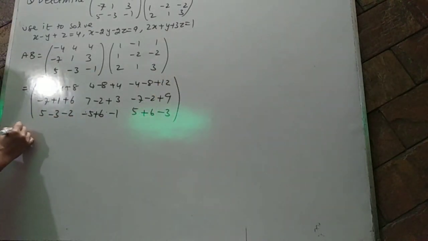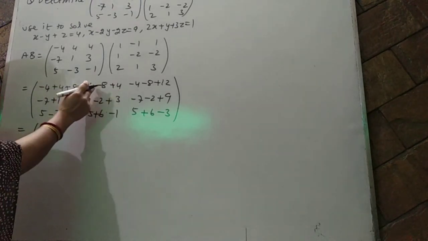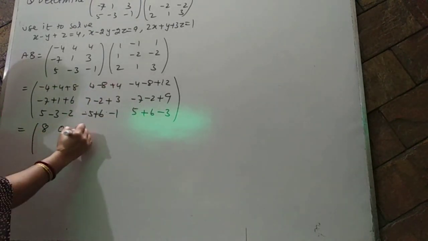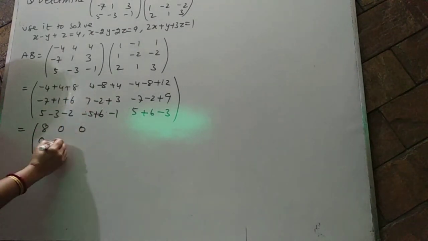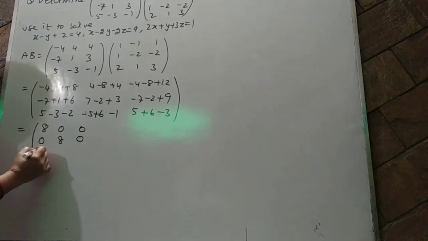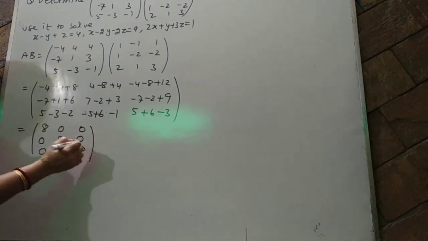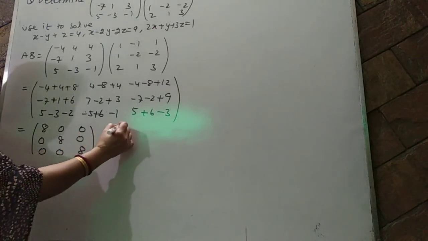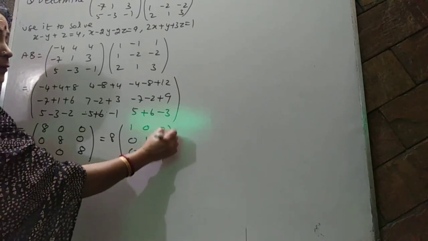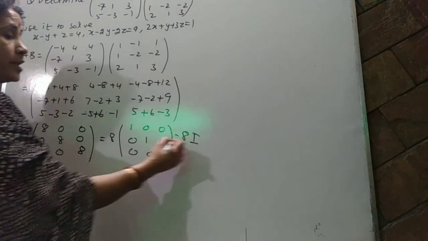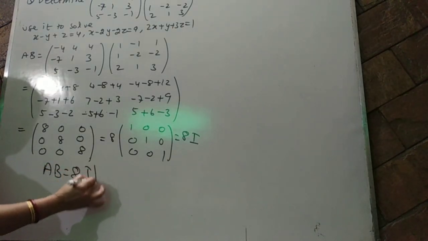Next we are getting 5 plus 6 and then -3. Okay, now what we are getting here is equal to 4, 4 cancel 8, then 4, 4 cancel 8, 0, and then here 0 and here 0. And this is 7, 10, 8, and then here 0, here 0, 0, and then here we are getting 8. Okay, beta. Now that is equal to what? If I take out 8, 1, 0, 0, 0, 1, 0, 0, 0, 1, that means I'm getting 8 into the identity matrix. So AB equals 8 into the identity matrix.